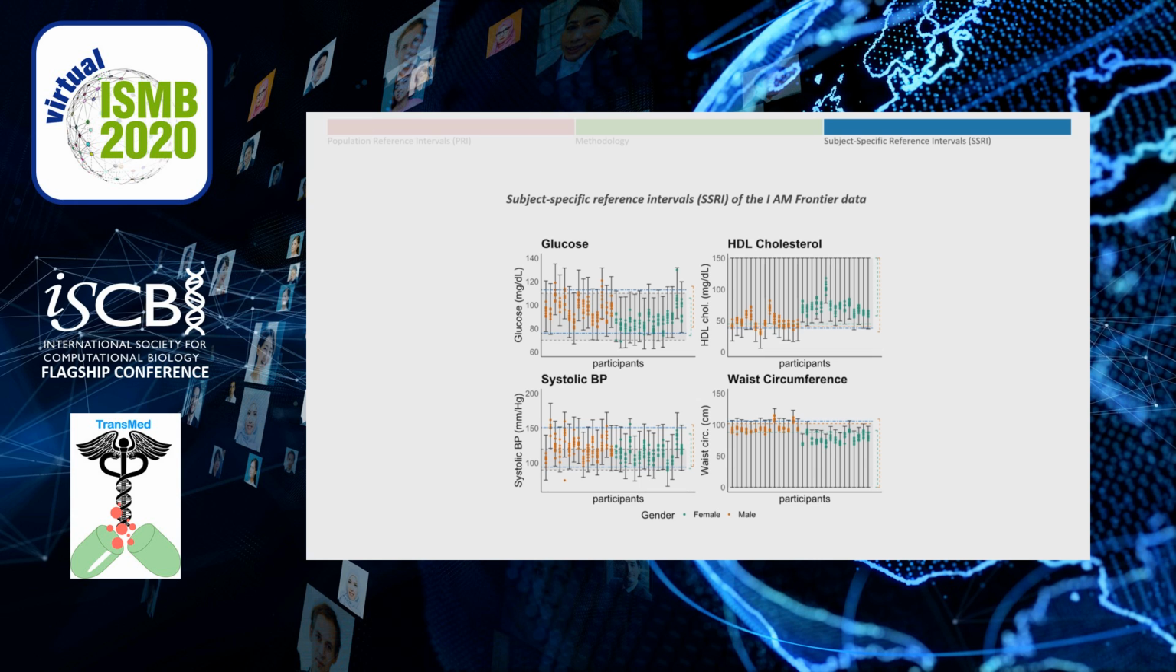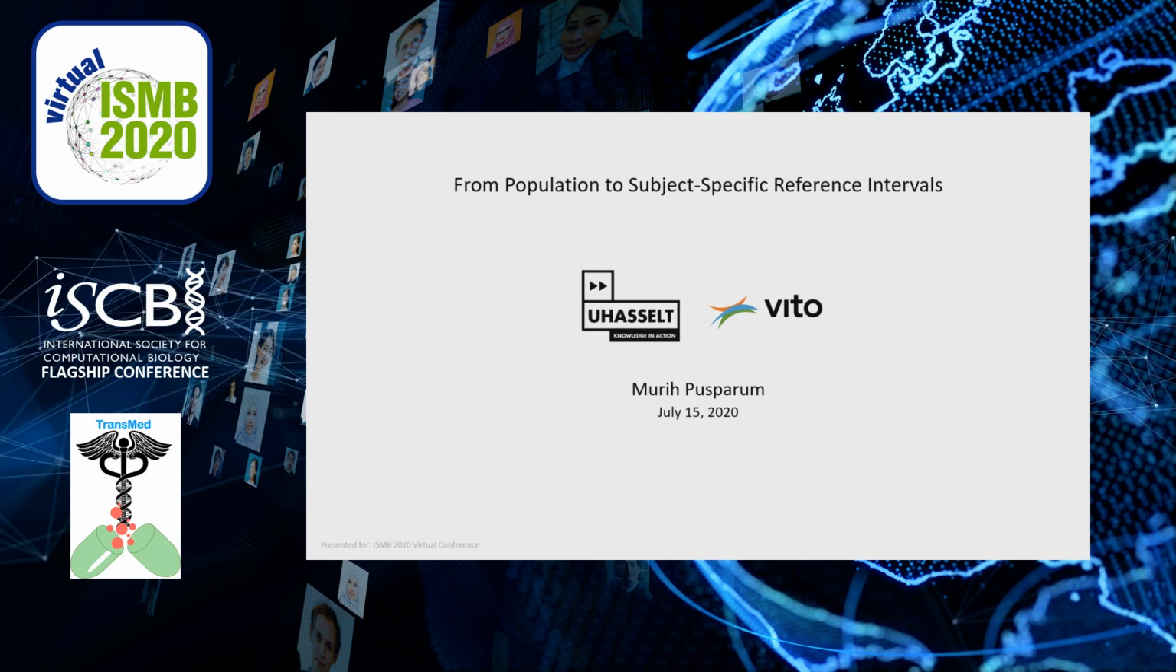For HDL cholesterol and waist circumference, only one of the 2 bounds was estimated because, biologically speaking, the healthy status threshold can be defined by either the lower or the upper bound. So we believe that when the SSRIs are widely used in clinical practice, they will allow for more precise diagnosis and hence they will be beneficial both for the patients and clinicians, although more research is still needed to evaluate the LQMM methods to give reliable SSRIs.